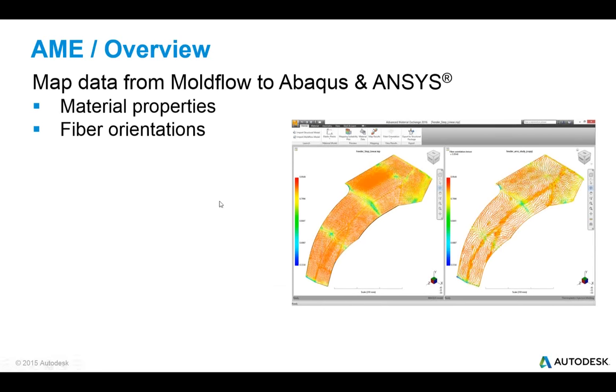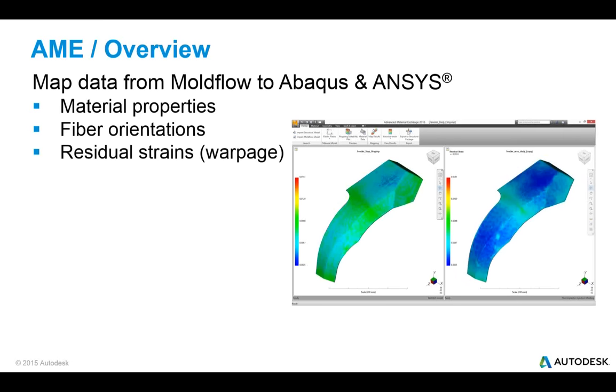So we will map all the material properties that are available from Mold Flow, as well as all the fiber orientations and even residual strains which contribute to warp. The cool thing is, in this release, we also allow you to visualize what those residual strains are from the warp simulation. So you can actually determine, specifically for non-filled materials, if your mapping was successful. Since non-filled doesn't have a fiber orientation, you want something else to look at, so we'll show you the residual strains from warpage.